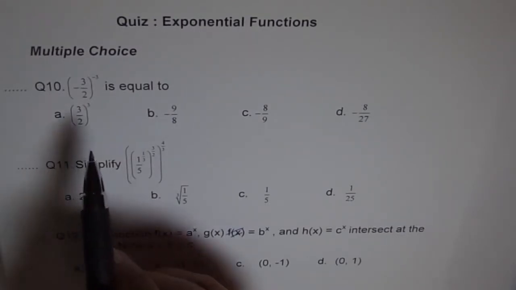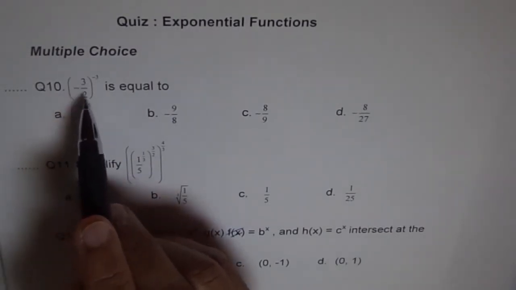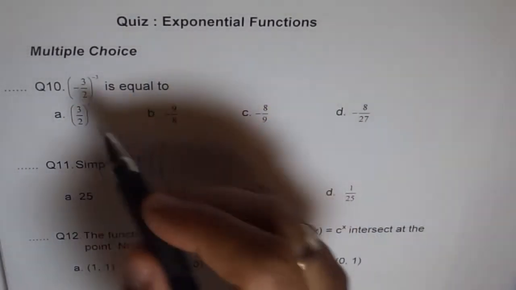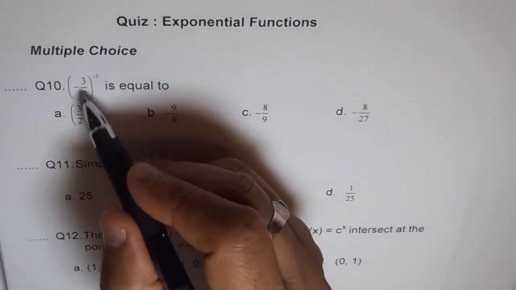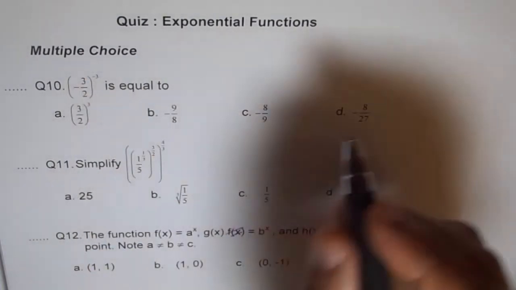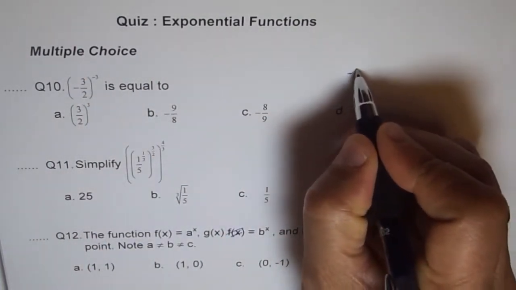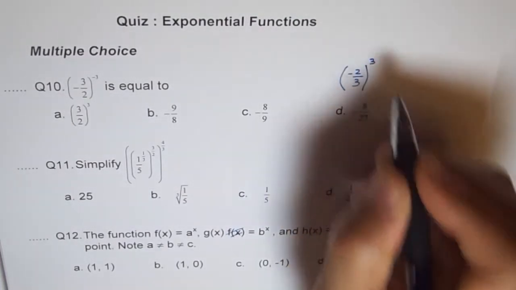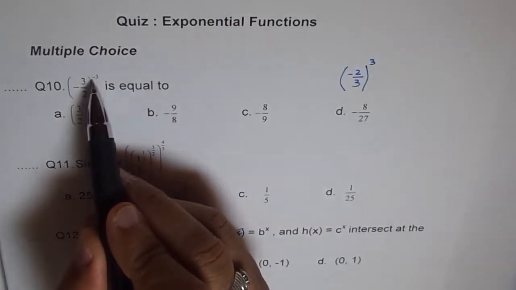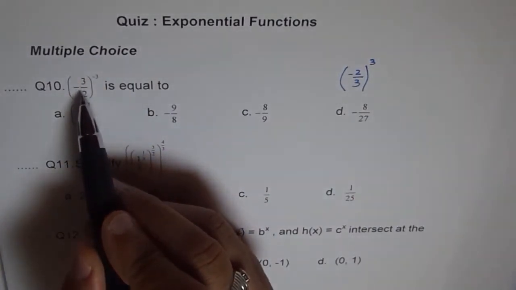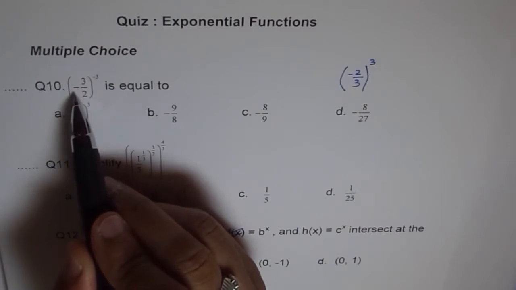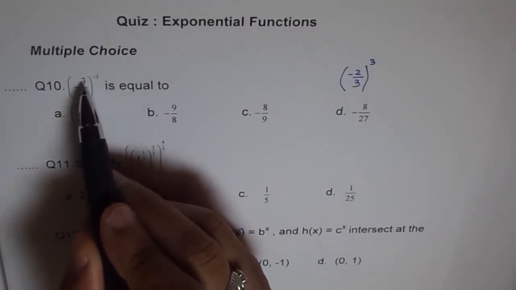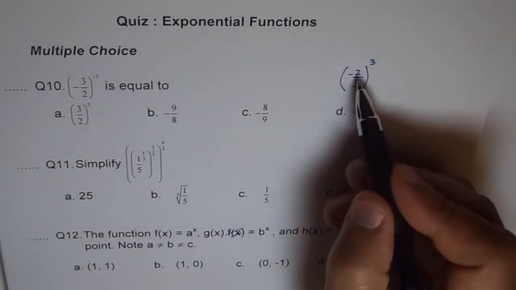Question 10. When we say (-3/2) to the power of -3, that minus in the exponent indicates that we have to flip, find the reciprocal of whatever is inside. So this equals (-2/3) to the power of 3. We have taken care of the negative exponent. It makes the number reciprocal, but it doesn't change the minus sign in the base.